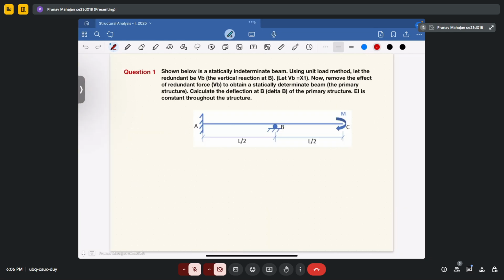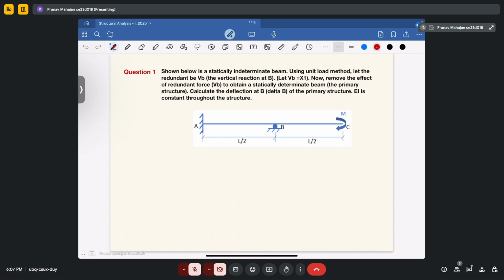Now, looking at the question, so the question is given to you. In this, you have a cantilever overhang beam subjected to a propped support at the middle of the section, and a clockwise moment is applied at the free end of the cantilever beam. So what the question is, let's understand first. So shown below is a statically indeterminate beam.